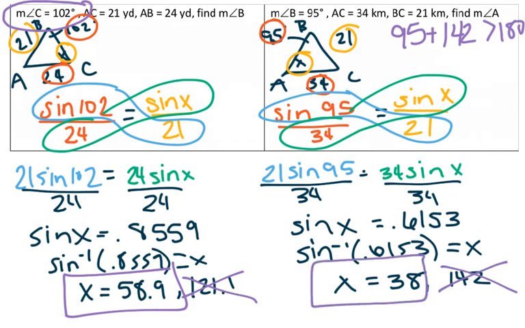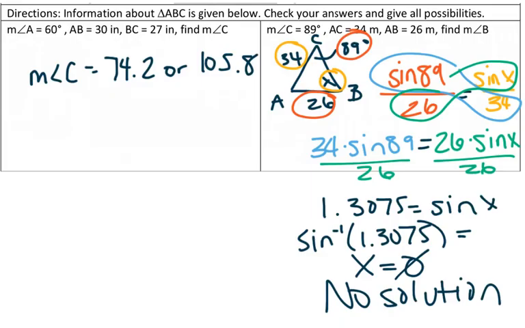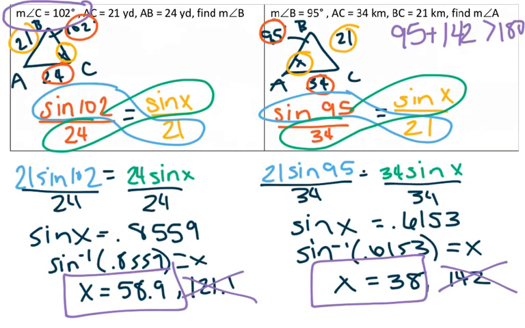So now we've done examples of two solutions on the first problem, a no solution. Here are examples of one solution because just mathematically it doesn't work. And now we're going to do these last two.